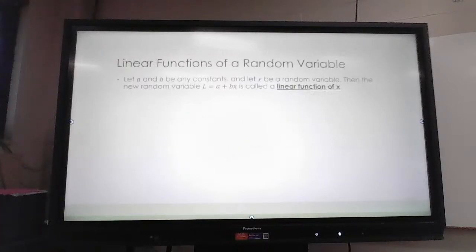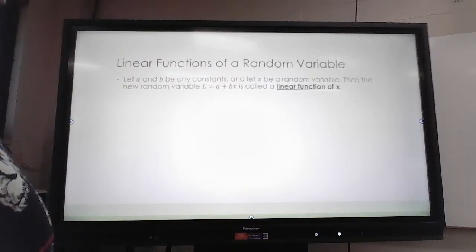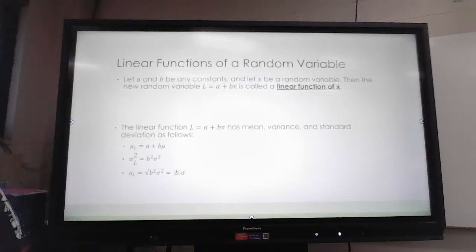Now, linear functions of a random variable. If I have a random variable and I make any changes to that random variable, then I can express that as a linear function of x. Right, where the new random variable is now L, and A and B are constants that help change the variable. It's very similar to a linear function on a graph, right? y equals mx plus b. But because I'm changing the variable, I'm also changing the mean, the variance, and the standard deviation.